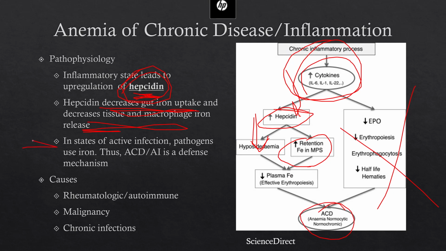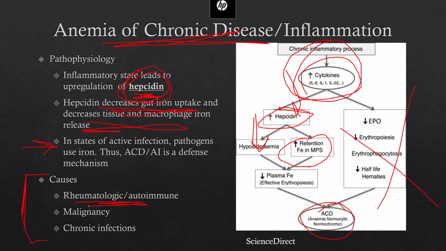Another interesting point is that in states of active infection, you can also see an anemia of chronic disease type picture, and the thought process behind that is bacteria and pathogens use iron in their metabolism to survive, so the body puts you into this anemia of chronic disease state and upregulates hepcidin to prevent those pathogens from using the iron and proliferating.